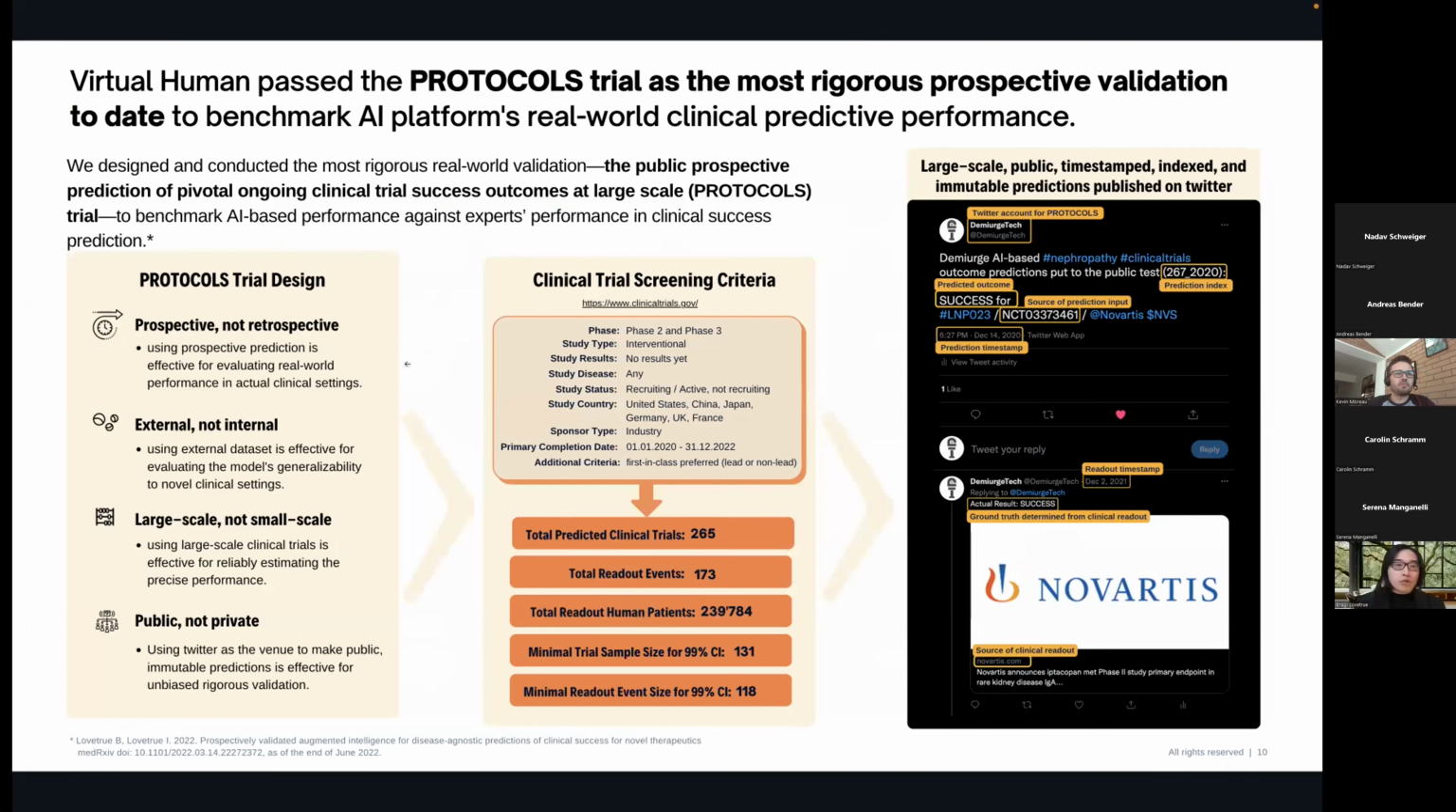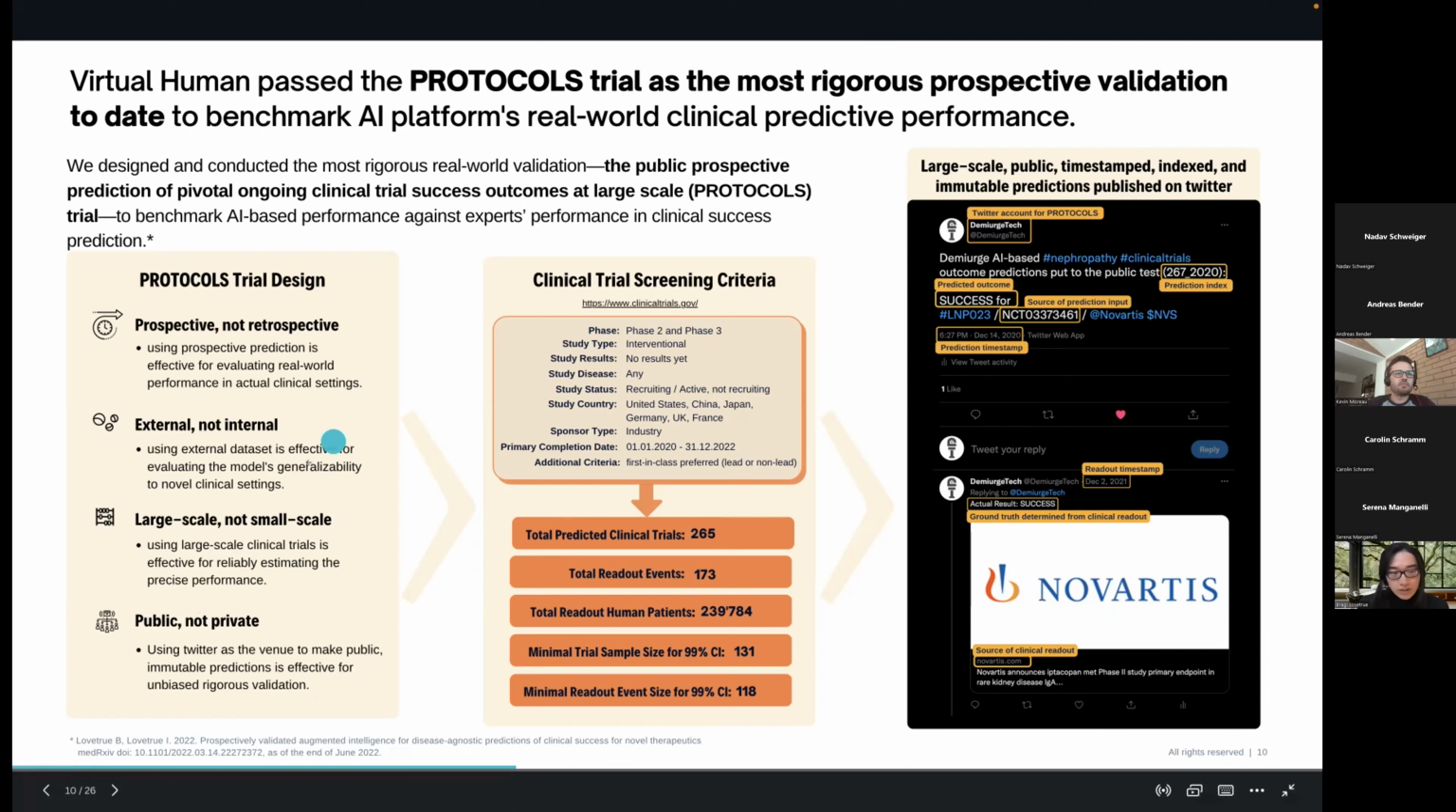More specifically, the entire real-world validation has been the most rigorous so far because it's 100% prospective, only using trials without any readout available as of yet when we make the prediction. And also, very importantly, the entire validation is public. We publish the prediction of a clinical outcome well in advance using Twitter, with clear timestamps showing that we made a prediction before the company first released the readout.